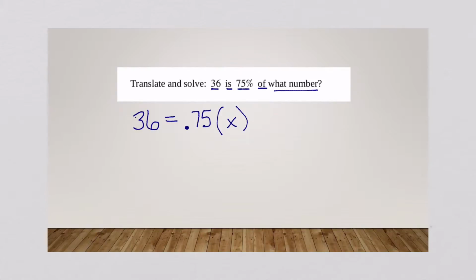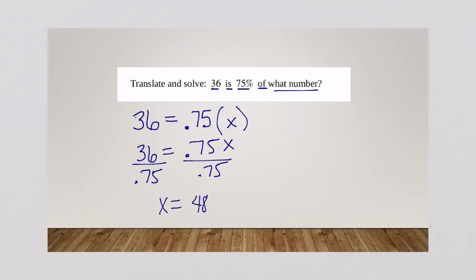So another way to write this would be 36 is equal to 0.75x. I have to divide both sides by 0.75. And I get that x is equal to 48. So what that means is 36 is 75% of 48. That makes sense.